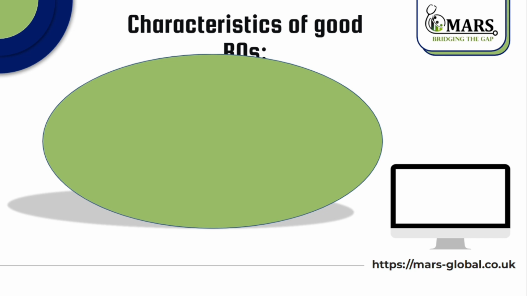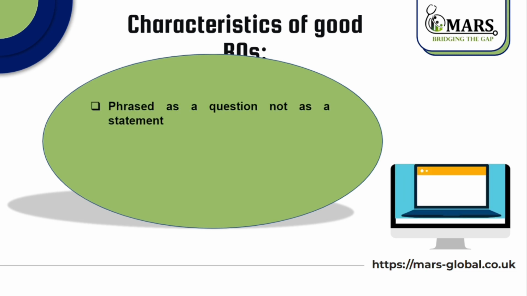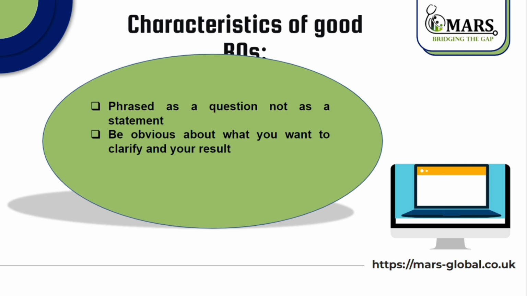So now, what are the characteristics of a good research question? First of all, the research question should be in the form of a question, as it is named, not in the form of a sentence or a simple statement. It should be phrased as a question. The second one, you need to clearly mention what you want to implement and what will be your result. That's really important, so please be obvious and clear enough to detect this.